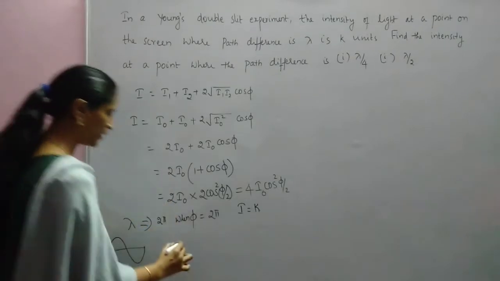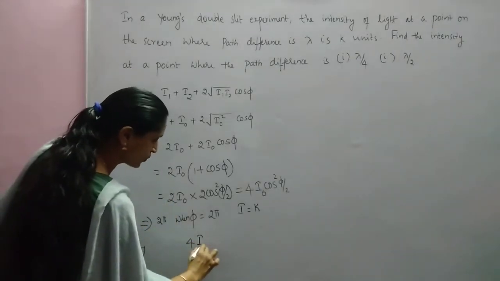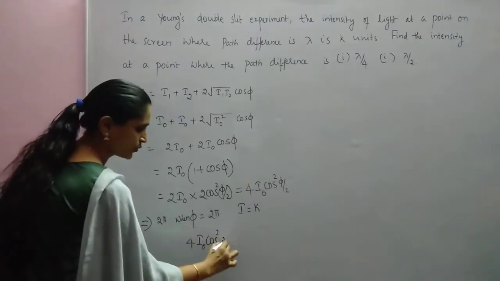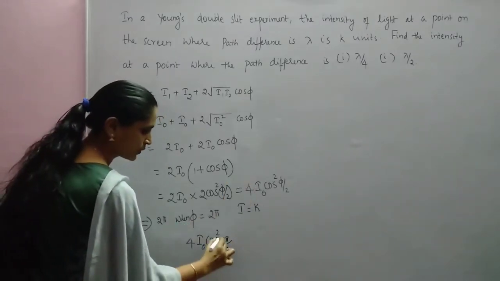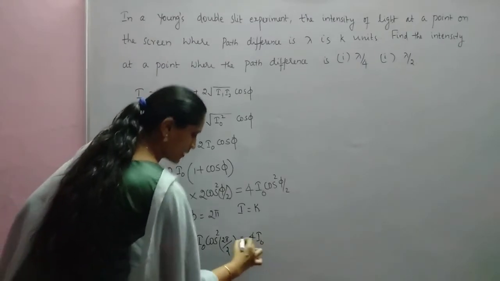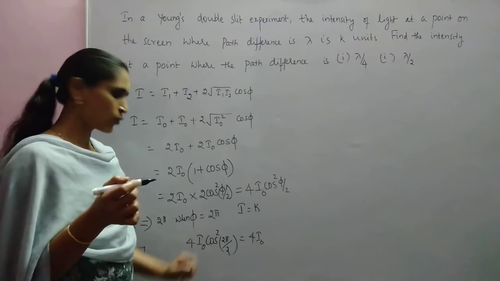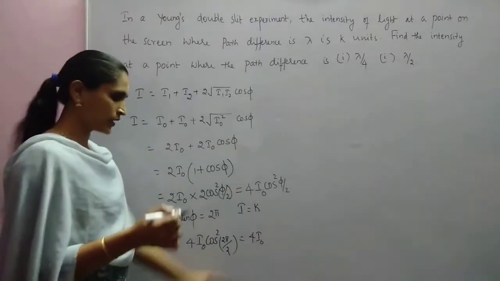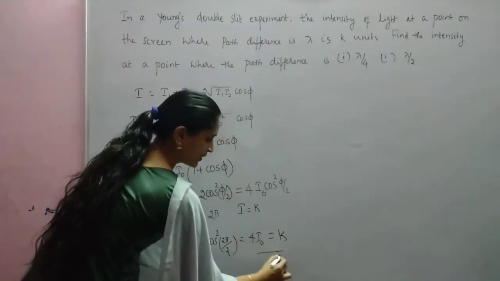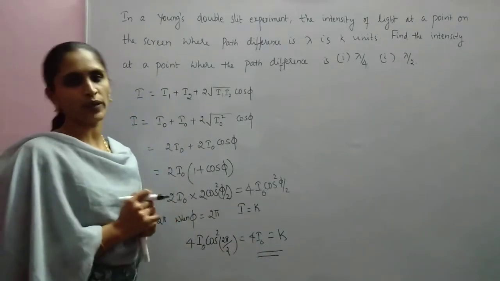So you can substitute here. What you will get? 4I0 cos square 2 pi by 2. Or 4I0, 2 pi by 2 you will get pi. Cos pi is minus 1. Minus 1 whole square you can write as plus 1. So 4I0 is the intensity and that it is given as k. Okay, 4I0 is equal to k.